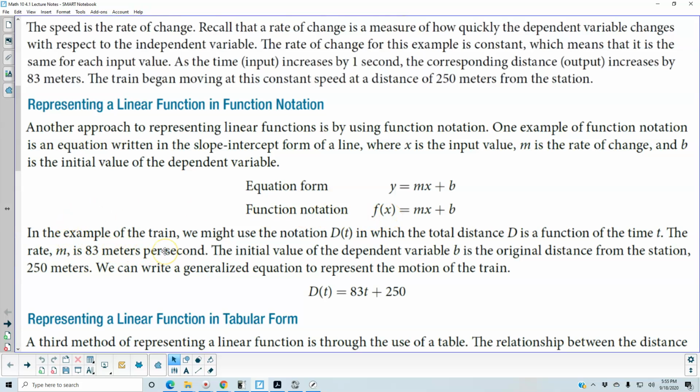Now, in the example of the train, we might use the notation D of t, in which the total distance, capital D, is a function of the time t. The rate m is 83 meters per second. The initial value of the dependent variable b is the original distance from the station, 250 meters. And we can write a generalized equation to represent the motion of the train. So D of t equals 83t plus 250.